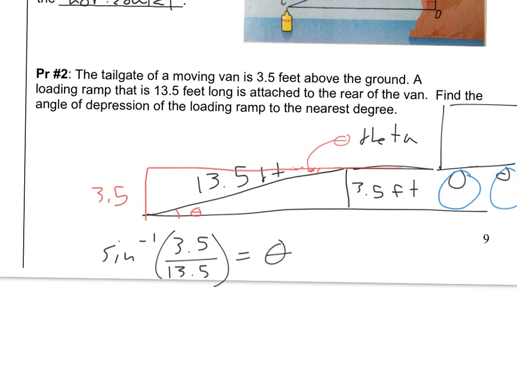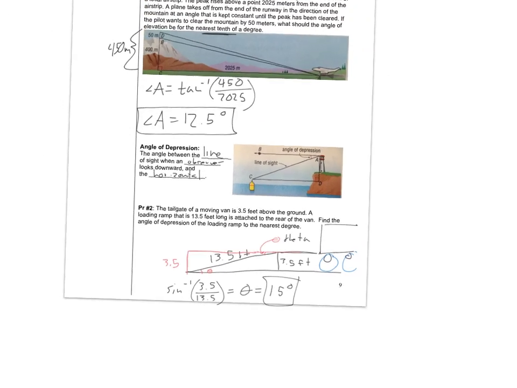So now we're ready to go to the calculator. The arc sine of 3.5 over 13.5 is about 15 degrees. So our angle here is 15 degrees. And yeah, that's rounded to the nearest degree, so we're good to go. All right, let's go to the last problem.